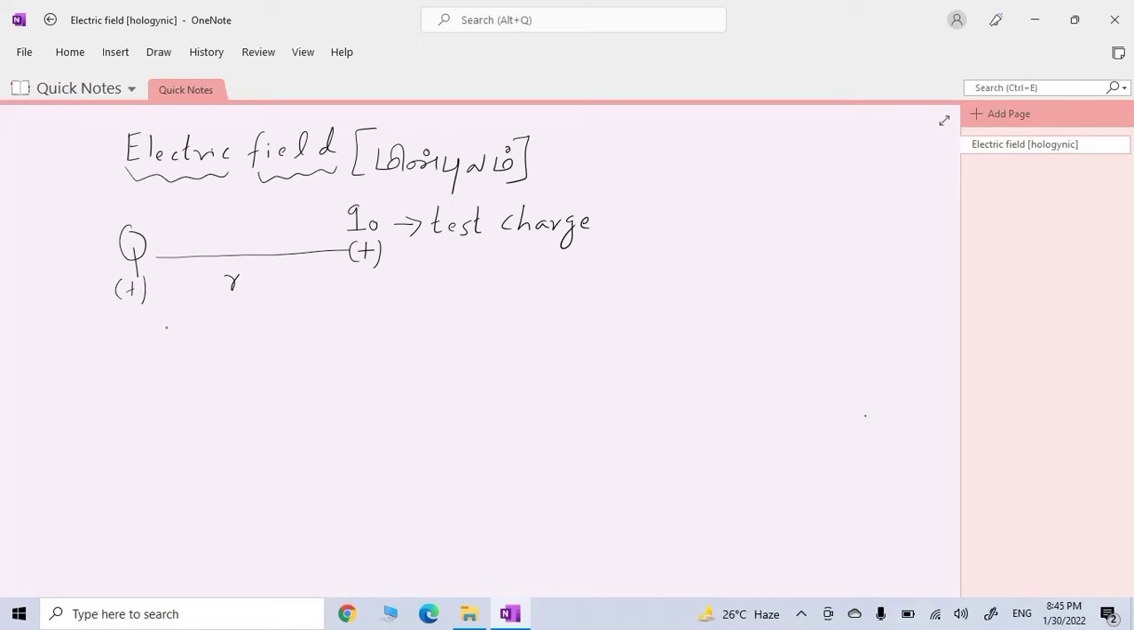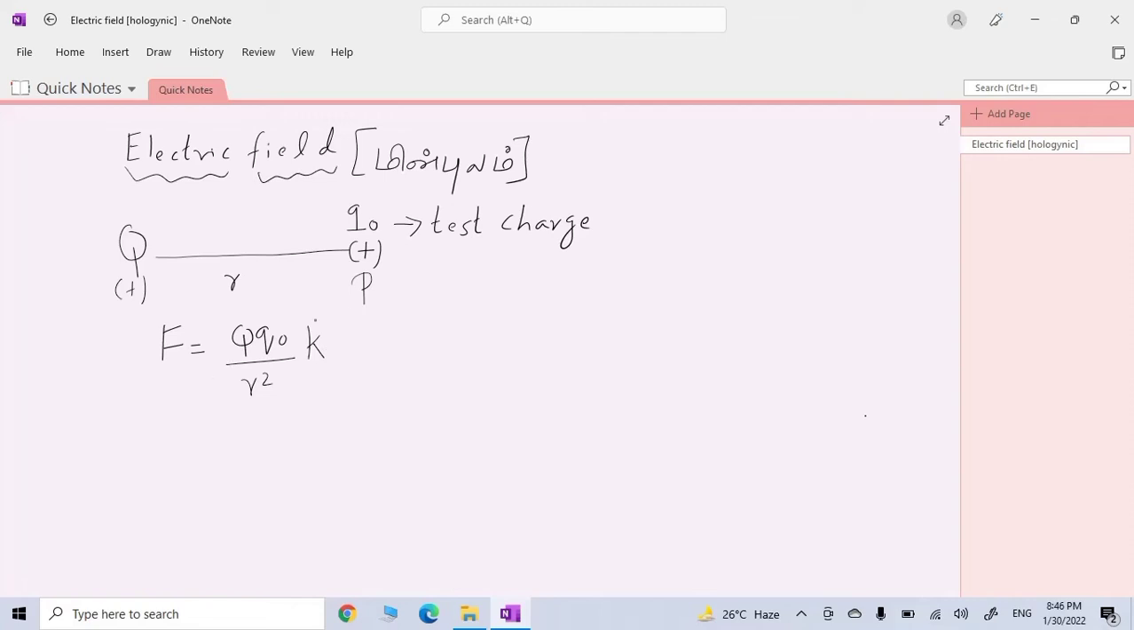Now, as per Coulomb's inverse square law, the force acting between these two charges can be stated as Q Q naught by r square multiplied by the Coulomb's constant k. Now this is very much familiar and we have discussed enough about Coulomb's law in the last lecture. Now let us say that this particular point is P.